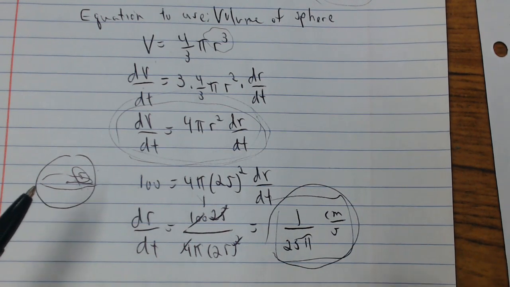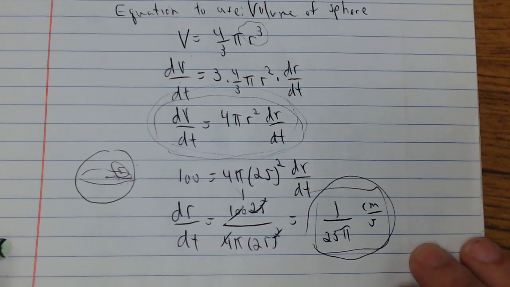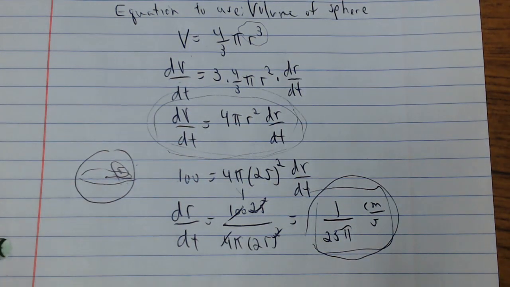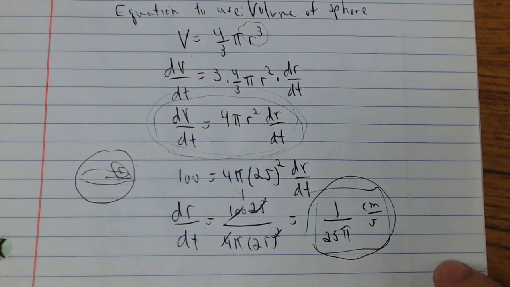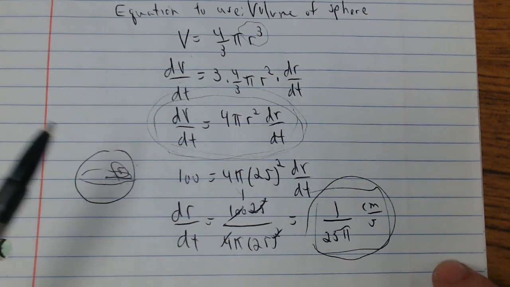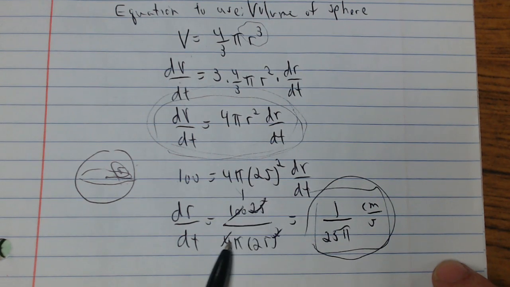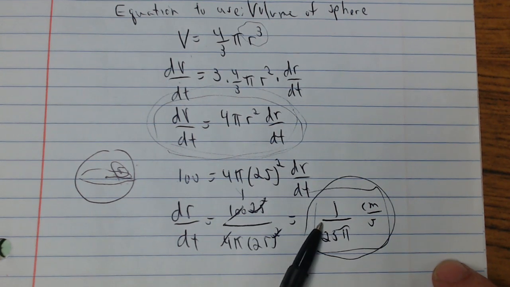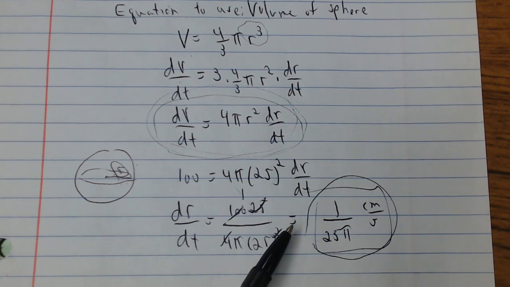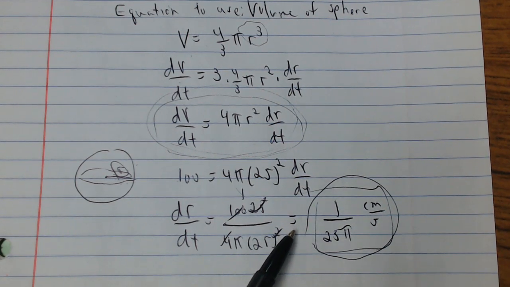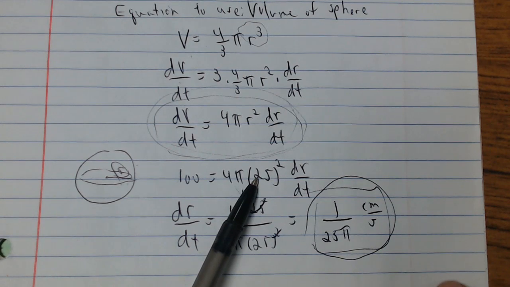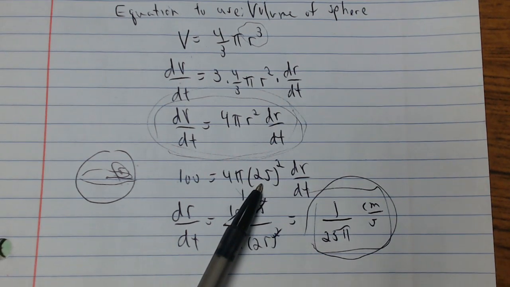And just like those balloons, anytime you blow up a balloon, initially it increases faster, and then the larger it gets, the radius increases at a slower and slower rate. So the smaller the radius, if you plugged in 10 for r here, your dr dt would have been bigger than 1 over 25 pi, because at that point dr dt is increasing much faster than it is when the radius is 25 centimeters.